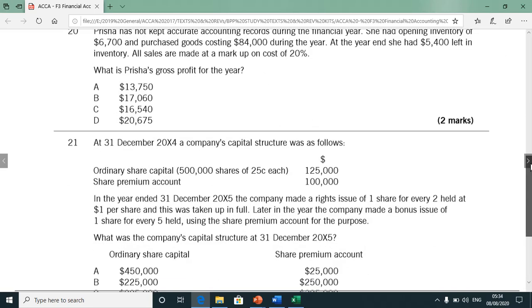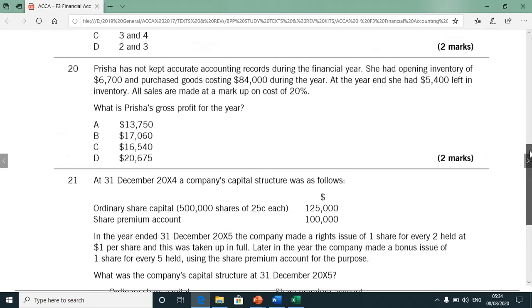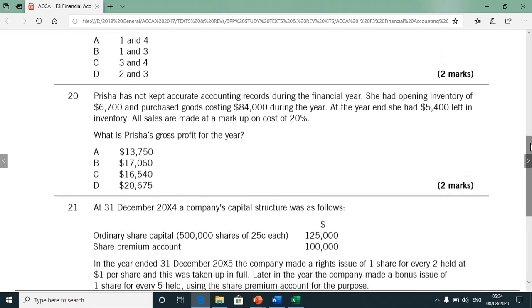Let us progress to the next one. It says Prisha has not kept accurate accounting records during the year. She has opening inventory of 67, purchases of 84 during the year. At the end of the year, she had 54 left in inventory, and all sales were made at a markup on cost of 20%. What is Prisha's gross profit?